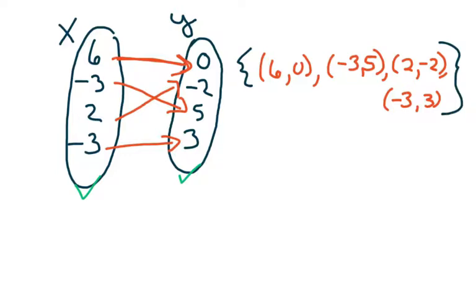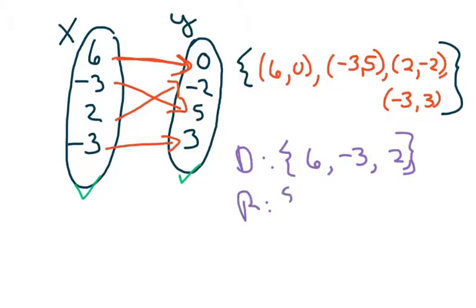Let's write the domain. That's when all the girls get together. That's the X's. And we have 6, -3, 2, and I already wrote down -3. Again, the order doesn't matter. And for the range, the guys all get together. I have 0, 5, -2, 3. The order doesn't matter.